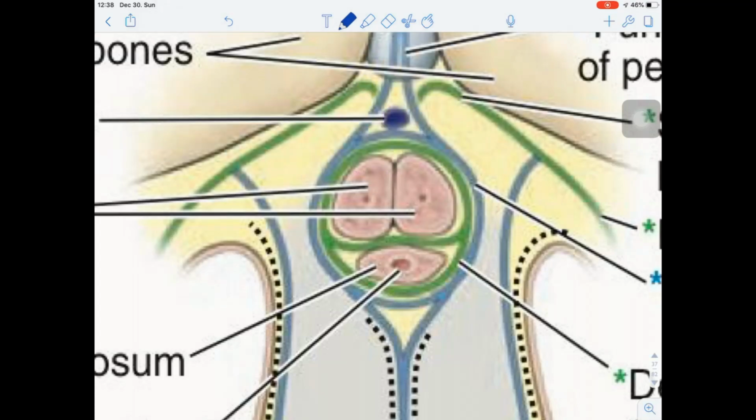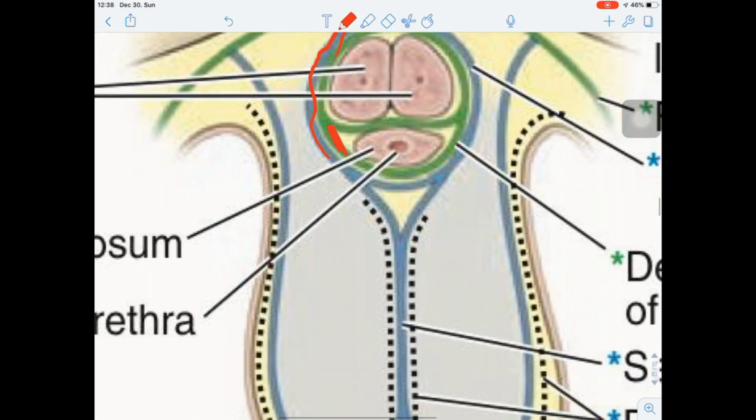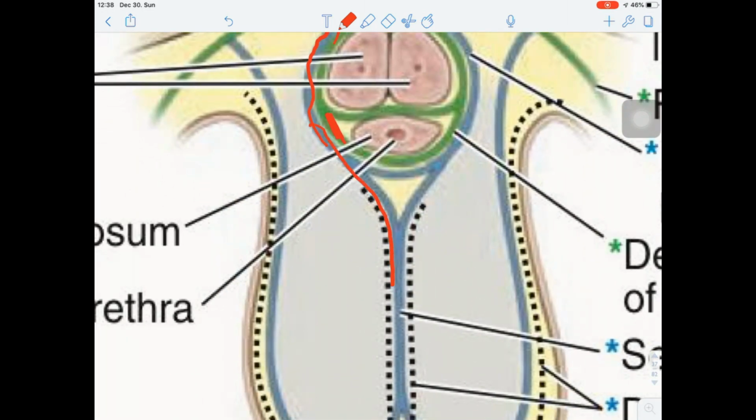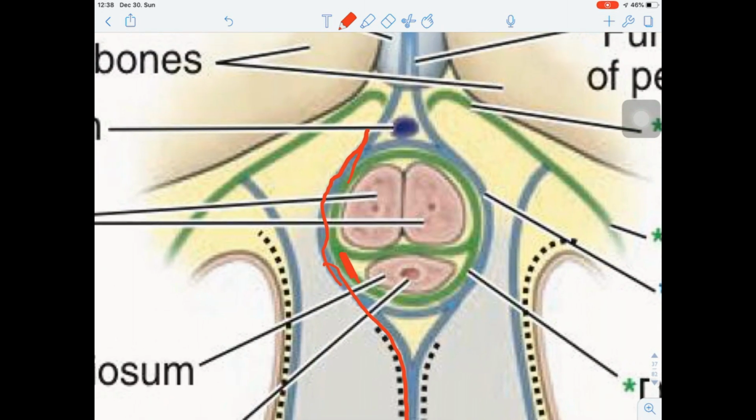The green one is the deep fascia of the penis, this guy. Then the blue one is the dartos fascia of the penis, which is continuous with the dartos fascia of the scrotum. Okay? So that's pretty much it.